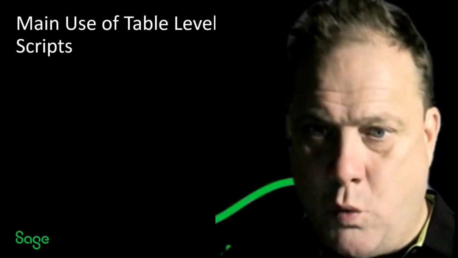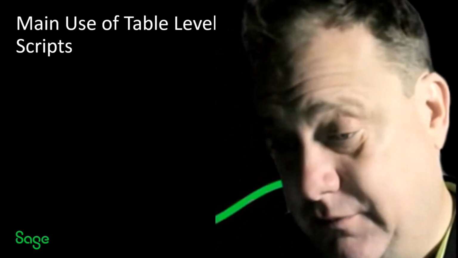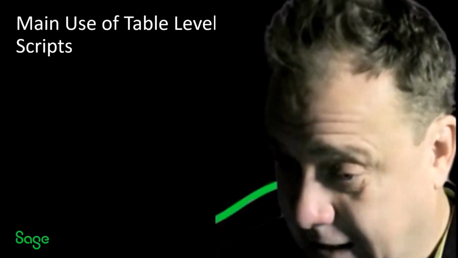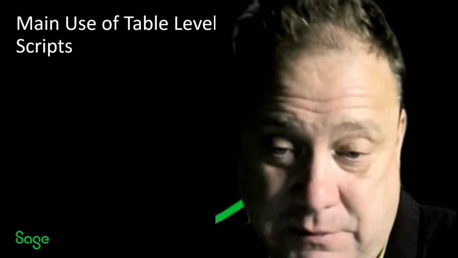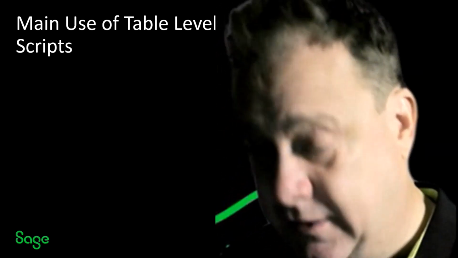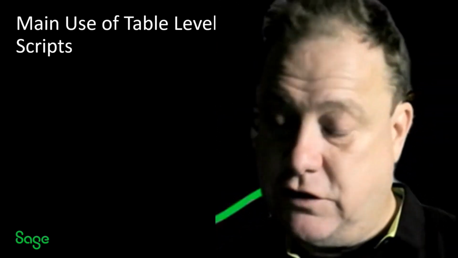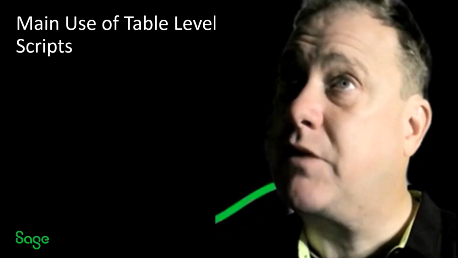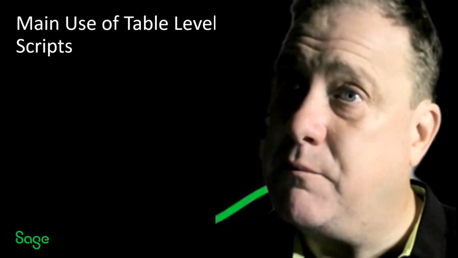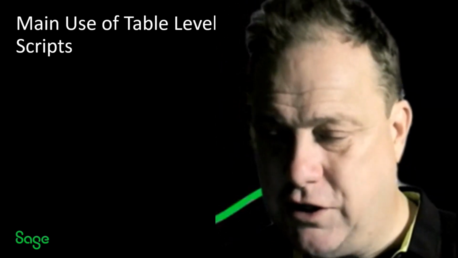So what are the main uses of table level scripts? Now, in themselves, we see validation rules can interrupt the commit process. We've seen that entity level scripts can interrupt the commit process, and that's the entity level scripts with rollback. So those are the two mechanisms that you would be using for the prevention of bad data getting into the system through the use of restriction.